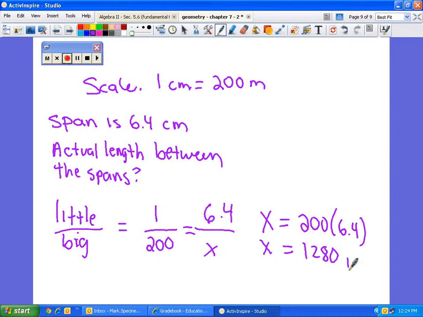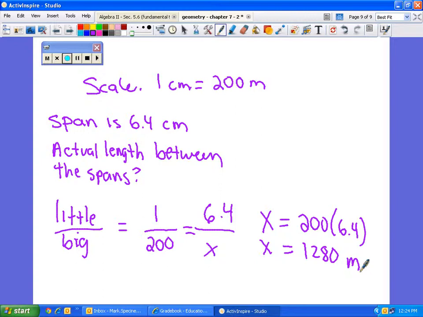Can you use the calculator much faster? Yes. But you have to understand how to set it up. But yeah, of course you can use a calculator. Did you have a question? Where did the 6.4 come from? I thought it was a 64. Ah, 6.4.